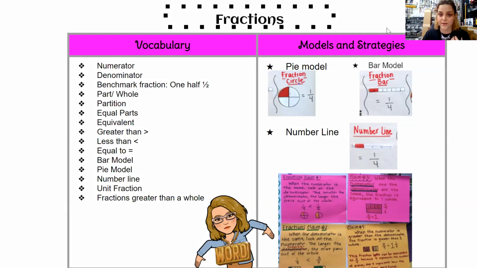And here are some of the models and strategies that we use when we discuss fractions. Remember the pie model. I love that pie model, but in 3rd grade, we've noticed that some of you have difficulties with partitioning equally. Your parts sometimes aren't equal, and then what ends up happening is that you make mistakes. Then we have the bar model, where we go side by side to compare fractions, our number line model, and our awesome claims that we always go back to. I'm not going to read off the claims today because we're not going to necessarily use them today, but in another video we will discuss our fractional claims once more.